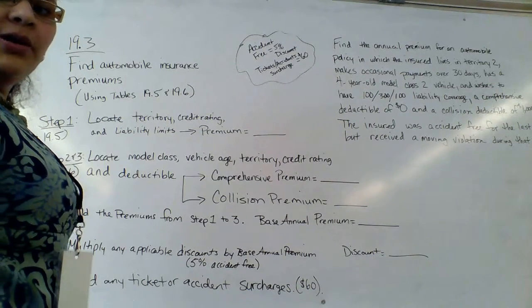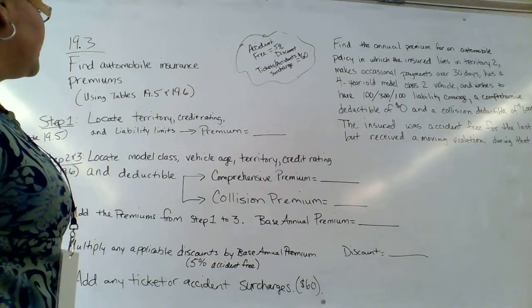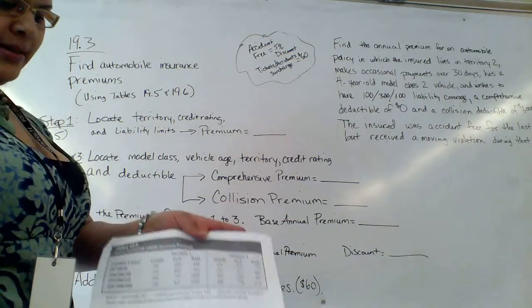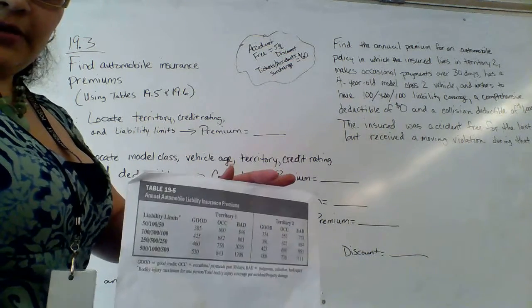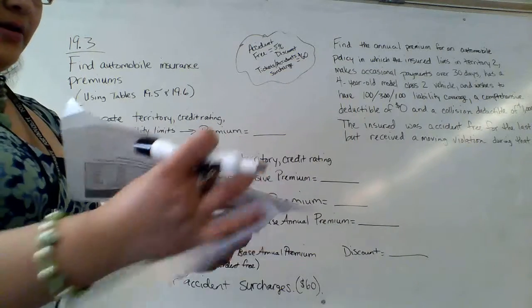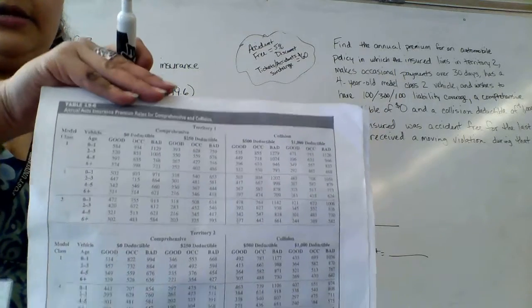So in 19.3, we're going to find automobile insurance premiums. We're going to use tables 19.5 and 19.6. It looks as such. This is 19.5, and then we have 19.6. And these, like I said, will be posted.